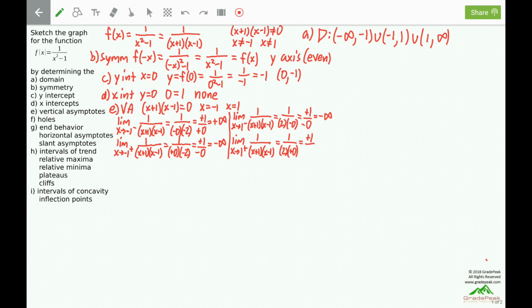The numerator is a positive 1. The denominator, positive times positive is positive. 2 times 0 is 0. A positive over a positive is positive. A non-zero over 0 is an infinity. And there are the behaviors around each side of each of the vertical asymptotes.